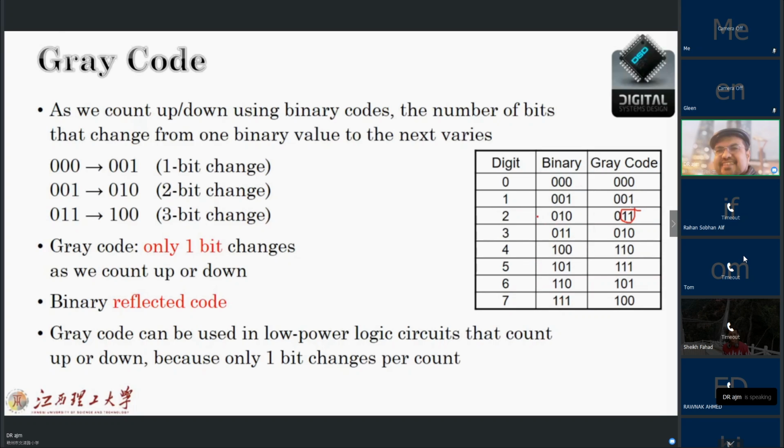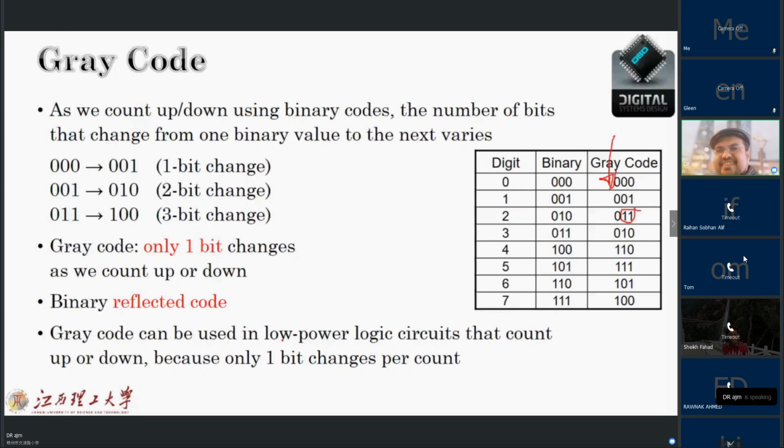We have the formula as we show, and with very simple calculation you can solve it. But I just want you to see the difference between this number and the previous one, this number and the previous, and you will see that it will change only one bit as we count up or count down. And binary is the reflected code. The gray code also can be used in low power logic circuits that count up or down.